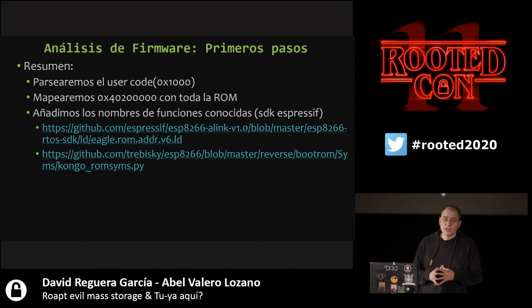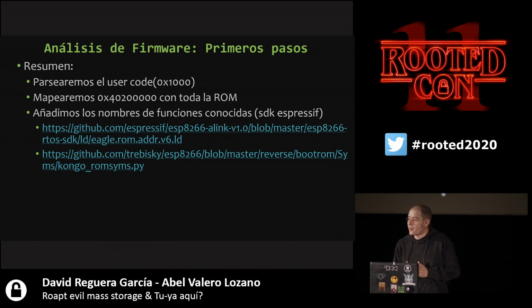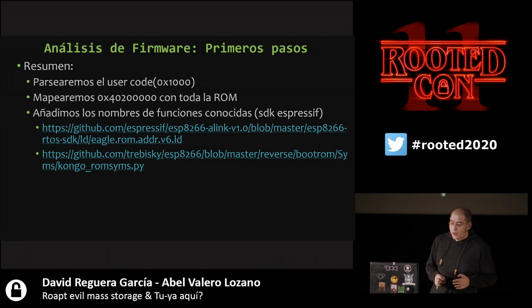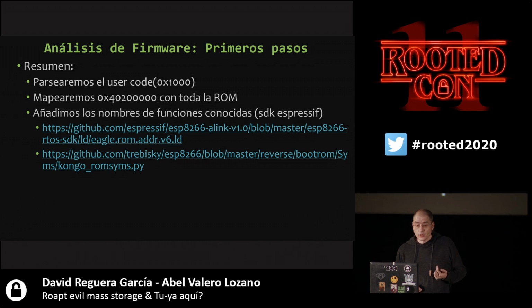So this is what we would need to do. We have created 2 scripts, one for loading the ROM, and then one for the Xtensa architecture. The first thing we have to do is to map the user code to that very same memory address. We will need to map at 0x40000 all the content that we have dumped.